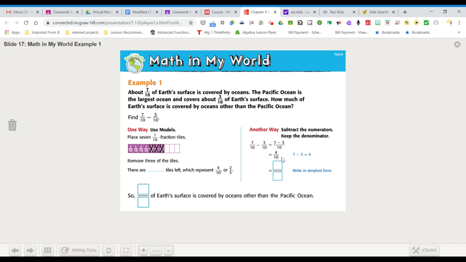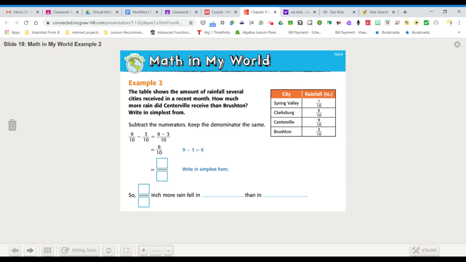4/10 is not in simplest form. They both have a greatest common factor of 2. So when you divide by 2, you find out that 2/5 of Earth's surface is covered by oceans other than the Pacific Ocean. That's a lot, right? When you're thinking about that, 2/5 of the Earth's surface is covered by oceans other than the Pacific Ocean. It's a lot.